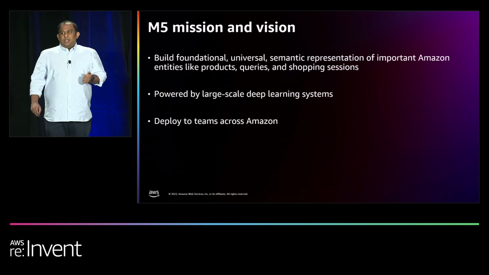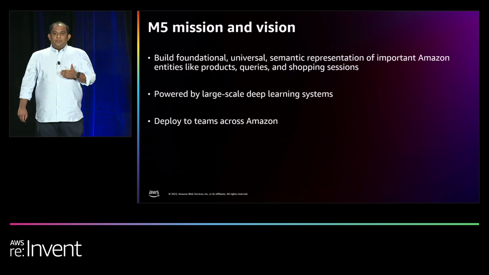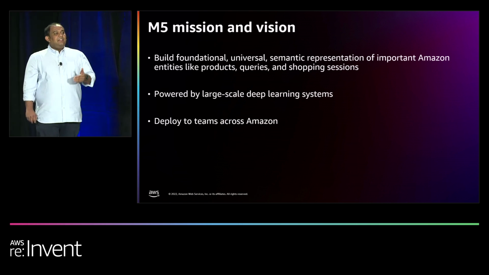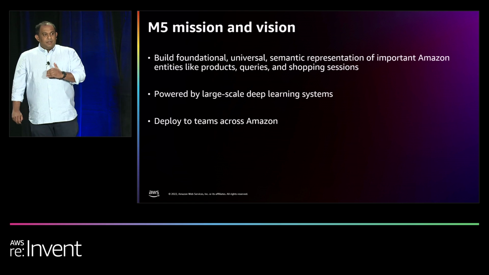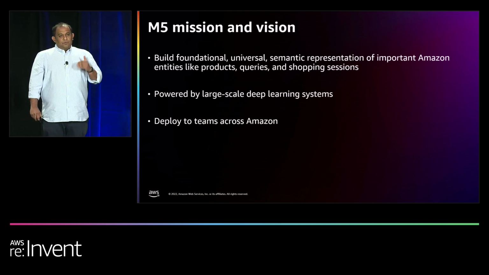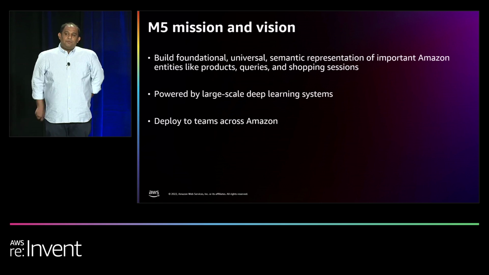And how did we do it? We believe that it should be powered with a large-scale deep learning system, and we try to optimize our system for supporting large training. The third point is that it's not just the training that is important. Taking these models to production with our partners is key for our success and for Amazon's success. So we also have a third pillar, which is to deploy to teams across Amazon. So that was my vision and M5's vision.